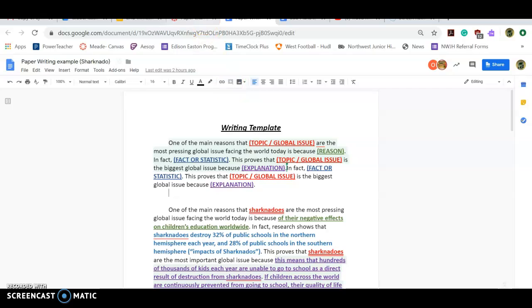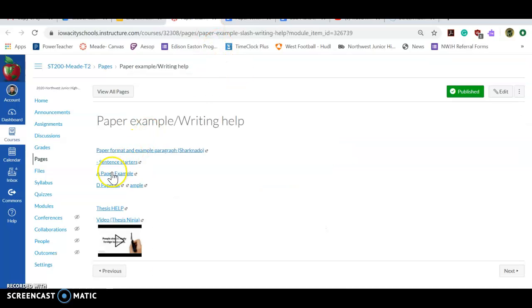Again, we have plenty of examples in the paper example section. We have an A paper. We have sentence starters. Make sure you check those out. If you're writing your intro today, you have a thesis help.